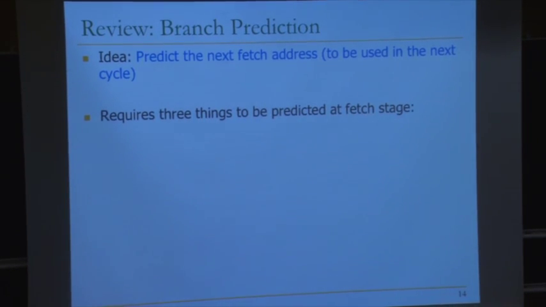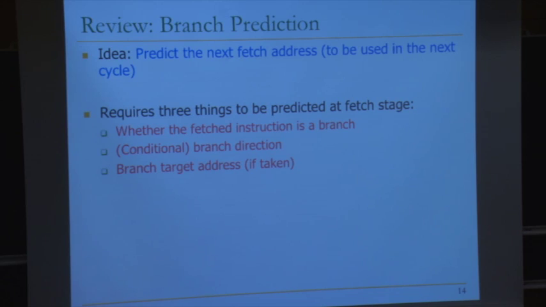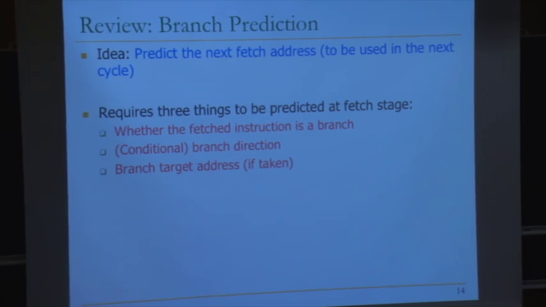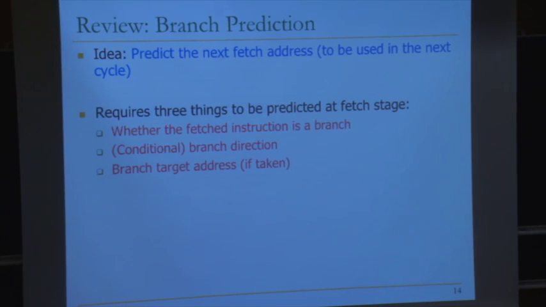Well, what is the problem? Let's review it again. This requires three things to be predicted at the fetch stage, right? One is whether the fetched instruction is a branch. Second is the direction of the branch. Remember, we're concerning ourselves with conditional branches only. And the target address of the branch.